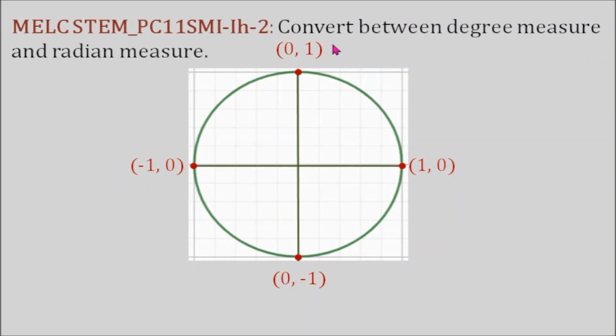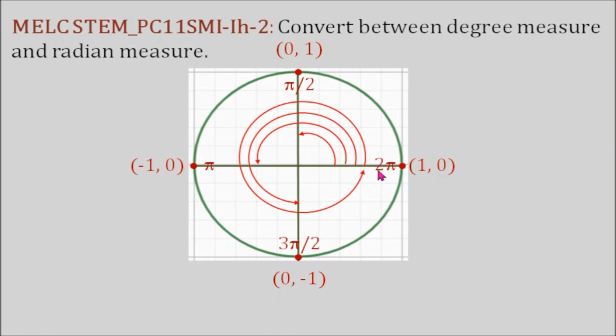Competency number 2. Convert between degree measure and radian measure. We know that this is 90 degrees, and for radian measure, it's pi over 2. And we know also that from here to here is 180 degrees. In radian measure, that's pi. And we know that from here to here, it's 270 degrees. And for radian measure, that's 3 pi over 2. And one complete revolution, which is 360 degrees, that's equal to 2 pi.